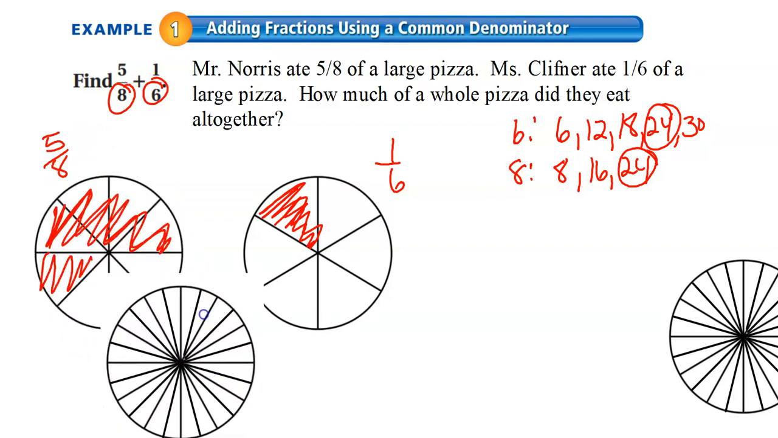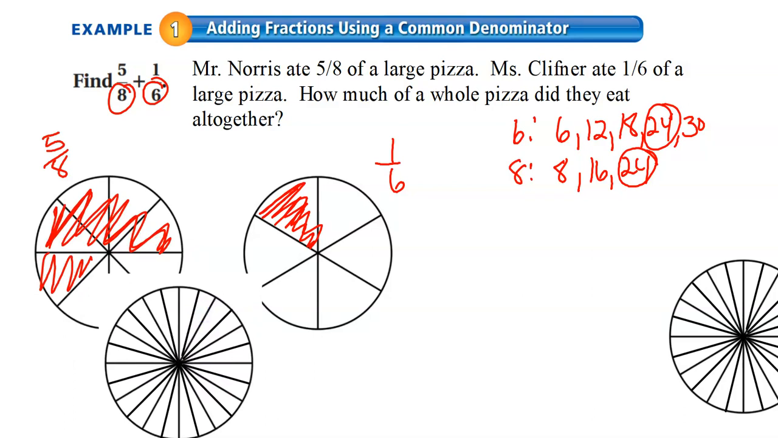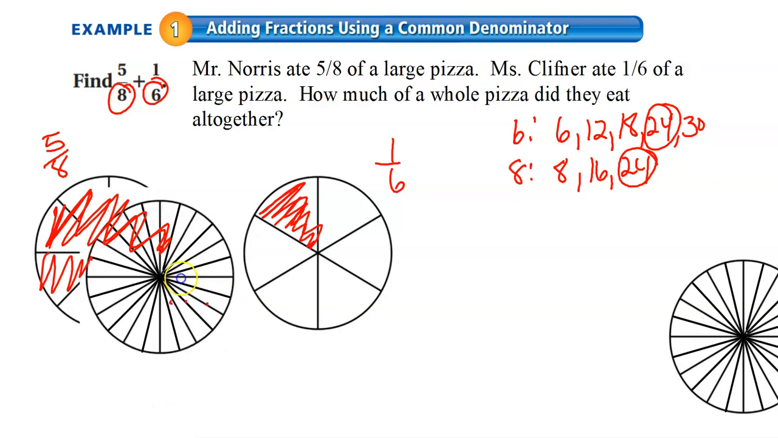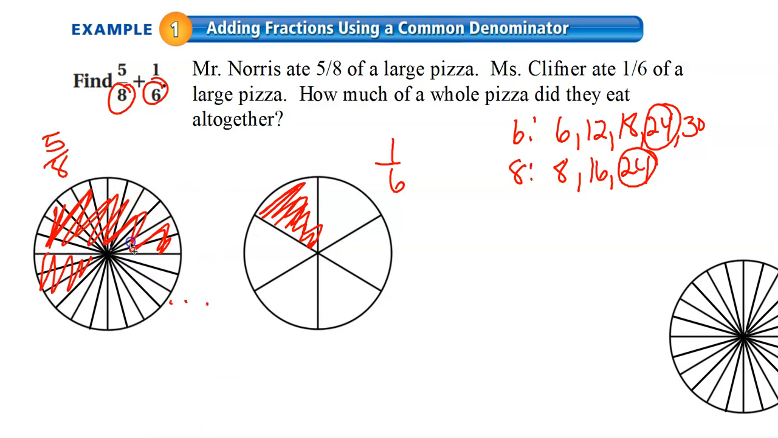Each of these little things, I can see that 1, 2, 3 of these is equal to 1 of those. And so that's what I want to try to do. So I'm trying to figure that out. And how I figure that out is by taking the 5/8 and realizing that I need to make it a denominator of 24 because that was the common denominator.